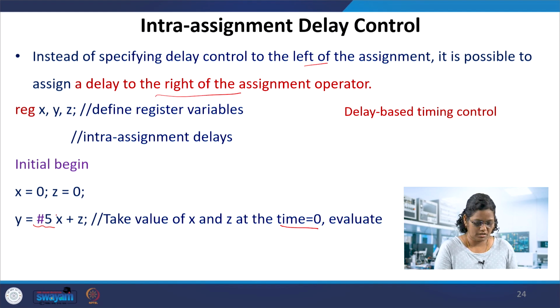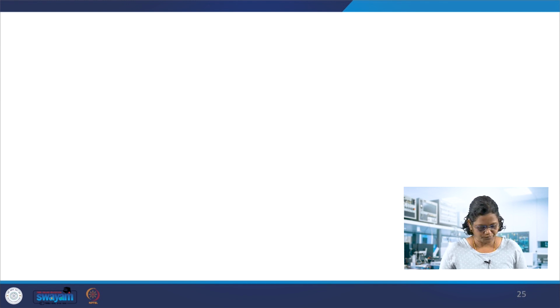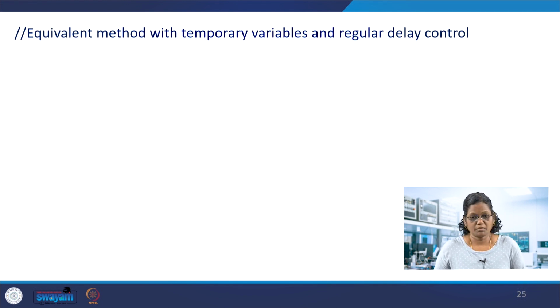Whereas in the previous case, if you put the delay over here, the whole evaluation x plus z is evaluated after 5 time units. Here x and z take the values at time t equal to 0, and wait for some time, and after 5 time units it gets assigned to the left hand side y. So at time 0 evaluate it, then wait for 5 time units and then assign to y. That is intra assignment delay, taking time for the assignment.